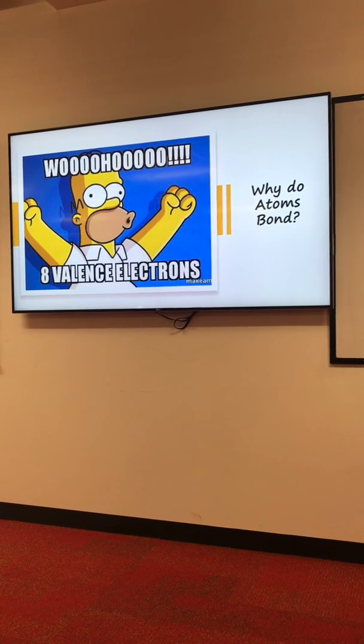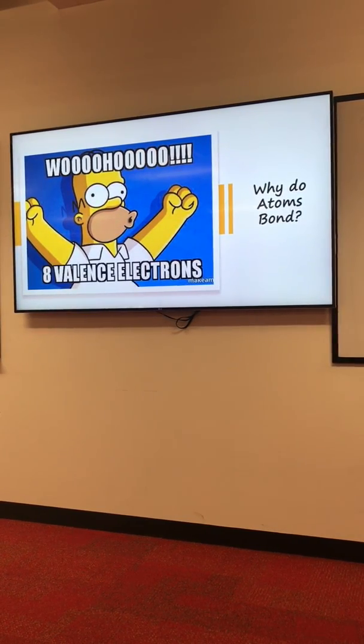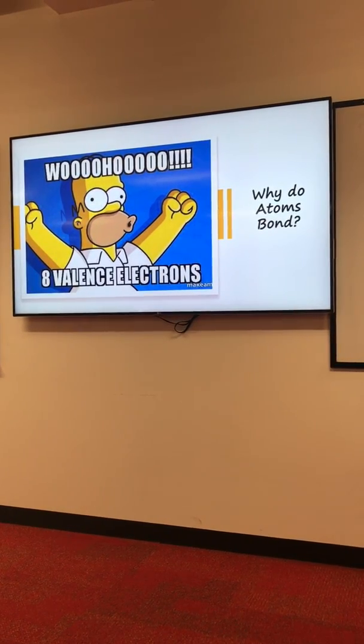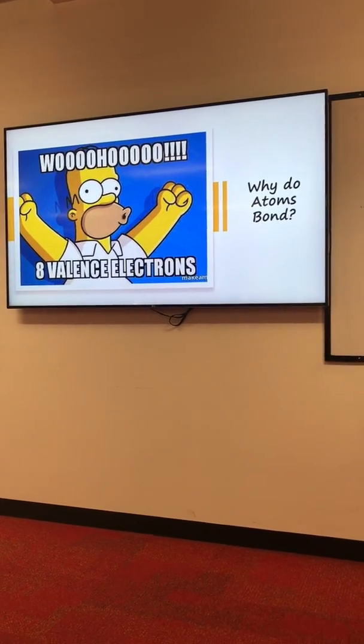Alright, so why do atoms bond? Classic image. Why do they bond? Because they're trying to achieve a full outer shell. Full outer shell. Well done, Maya. A full outer shell. Hence that.